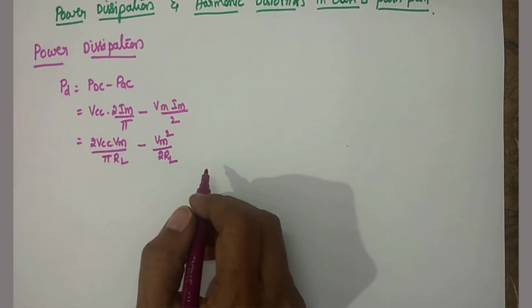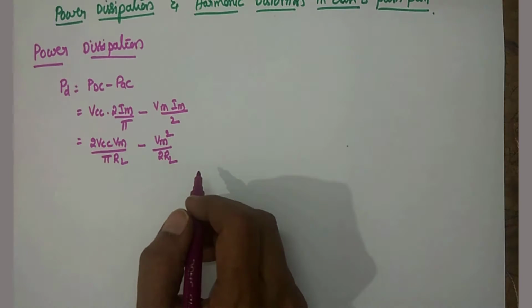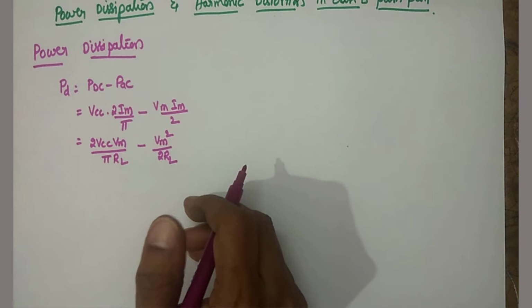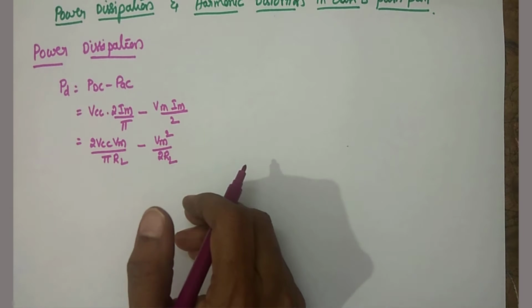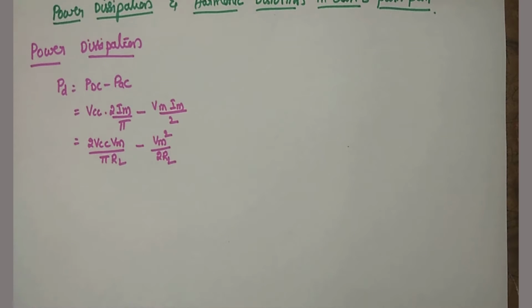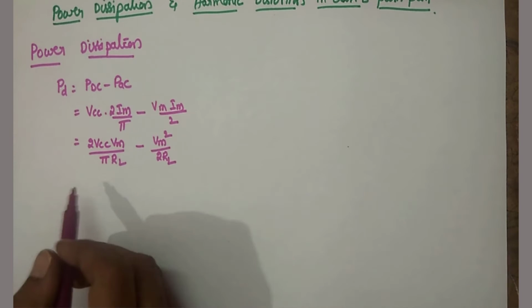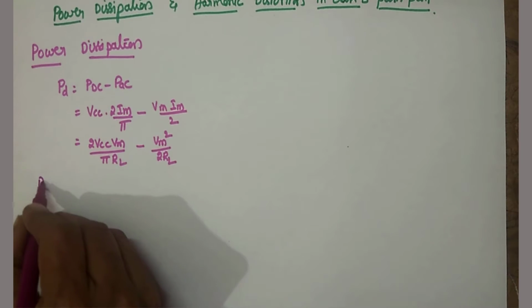This RL is the load resistance of the primary, of the transformer connected to the collectors of the two transistors. If the transformer is ideal, the load resistance for primary and secondary is same. As the transformer is used for impedance matching, it is equal to the load value, that is the loudspeaker impedance value. Fine. Next, what is PD max?